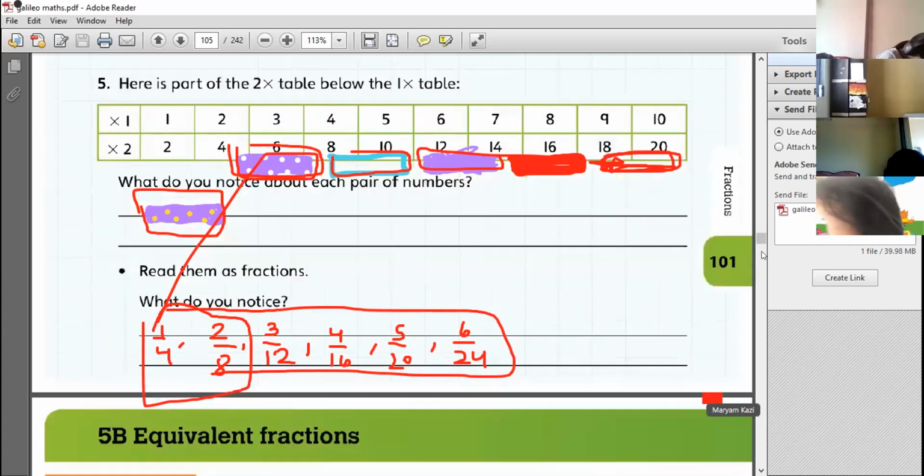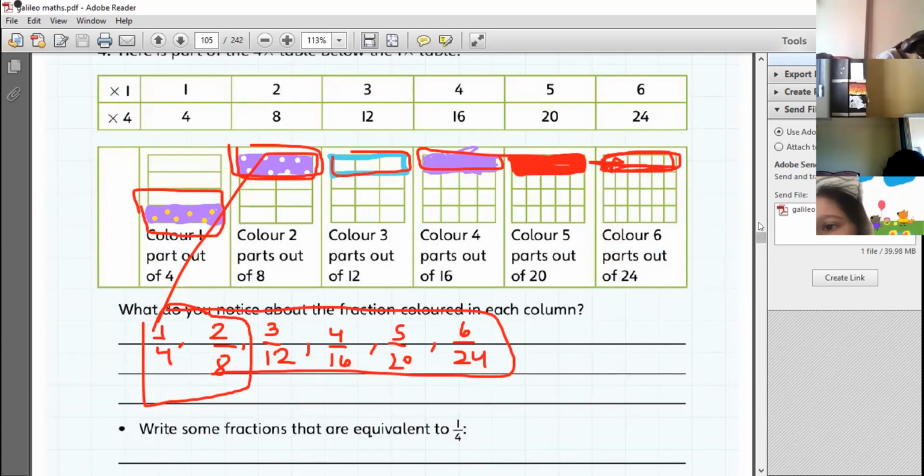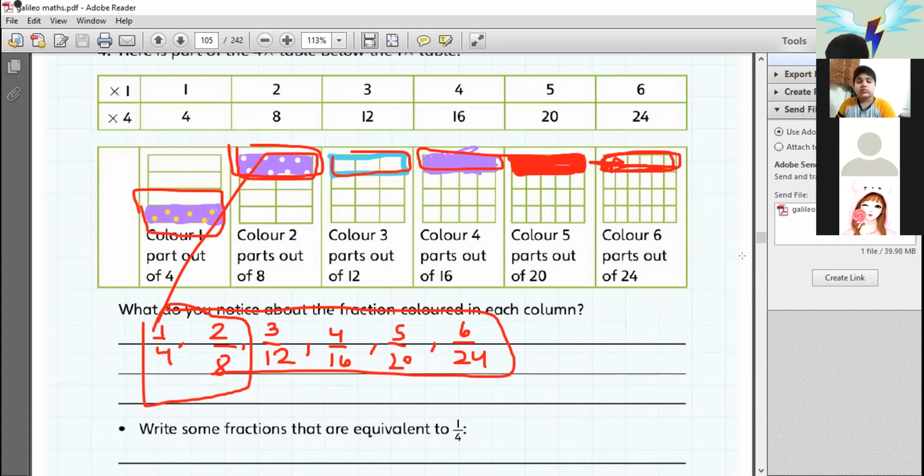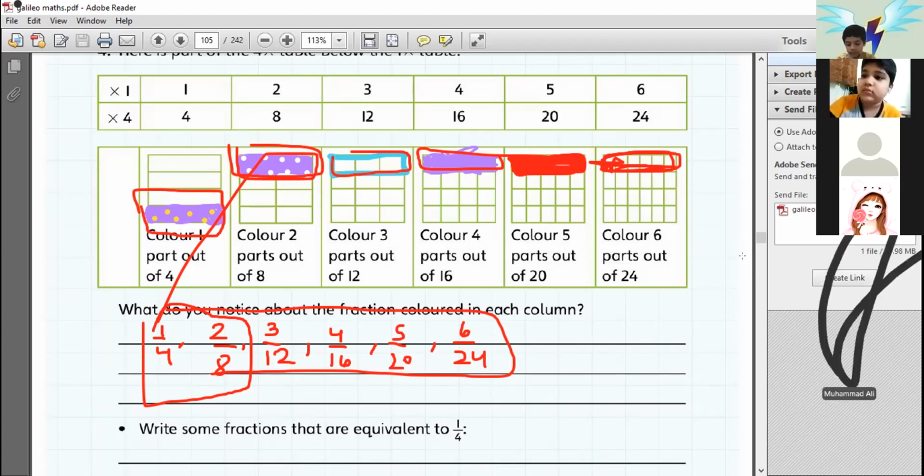Then what question is there? 4 by 16. 5 by 20. 6 by 24.